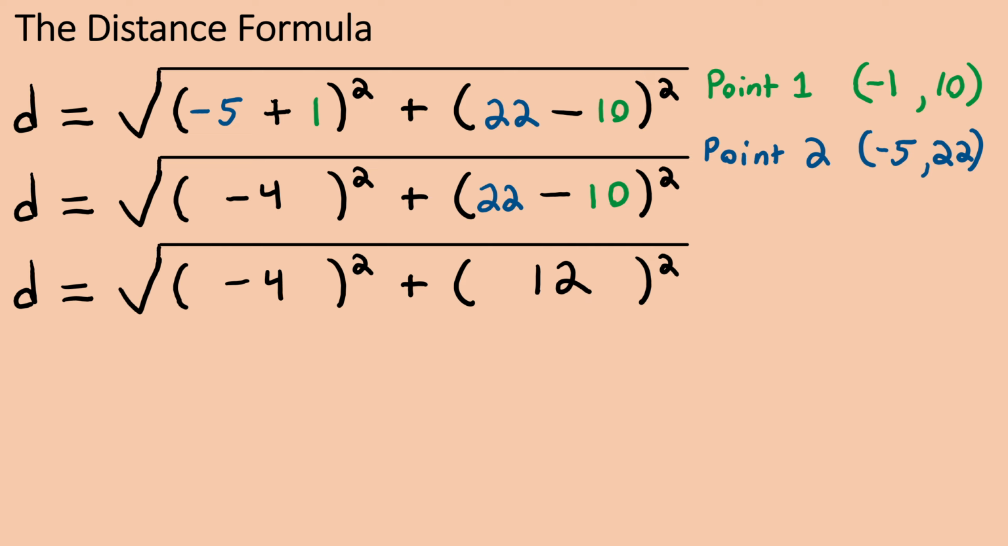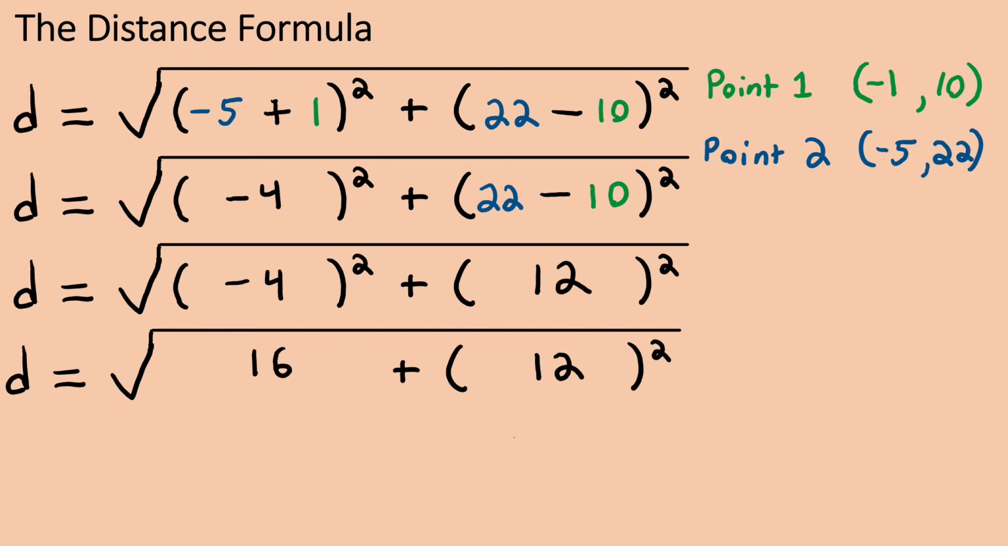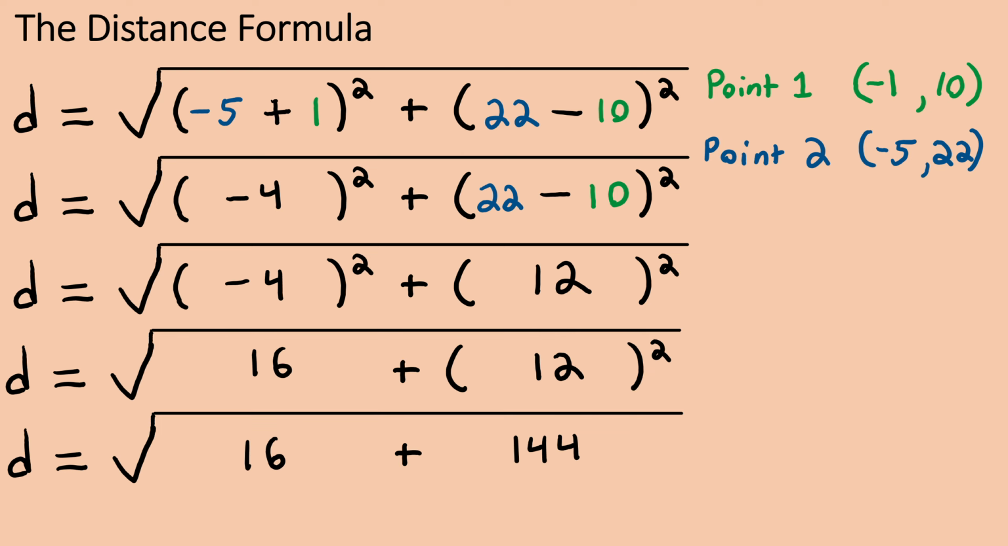Now we work on exponents. Negative 4 squared gives us 16, and 12 squared gives us 144. 16 plus 144 equals 160. Since there's no exact square root for 160, we can leave our answer as the square root of 160.